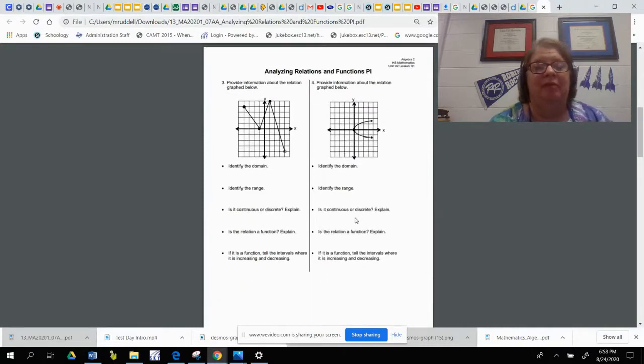Next problem says provide information about the relation graphed below. Identify the domain, identify the range, continuous or discrete. Is it a function?